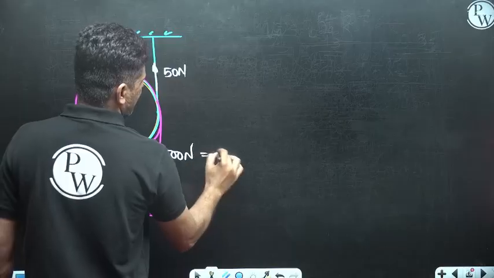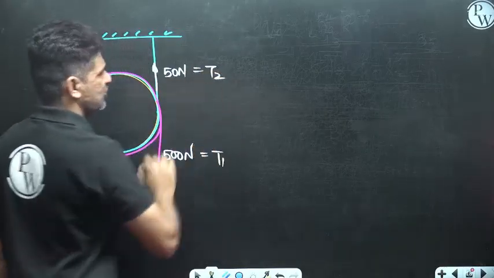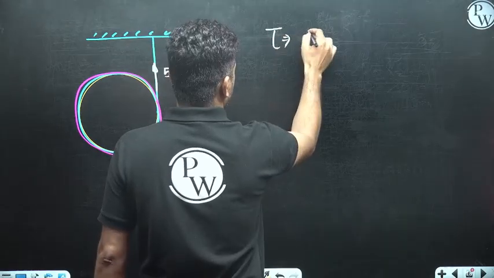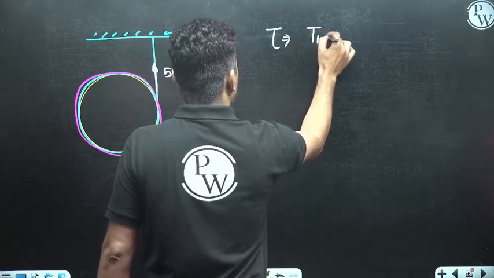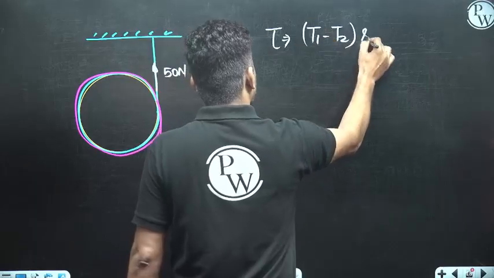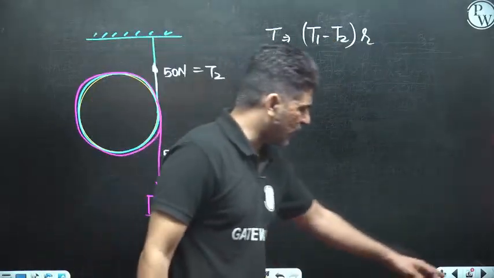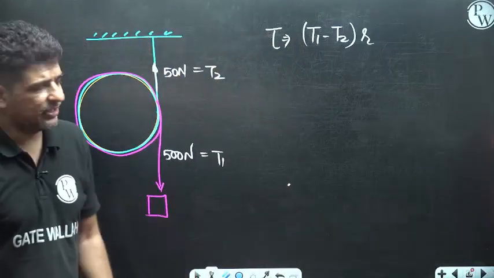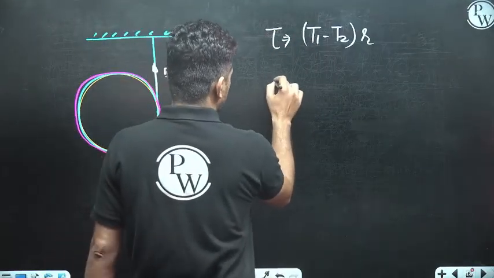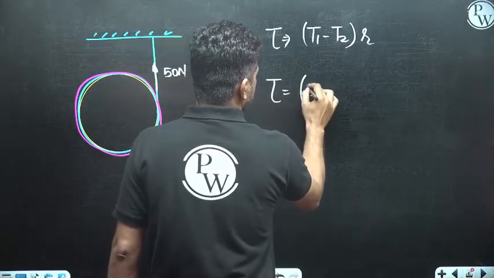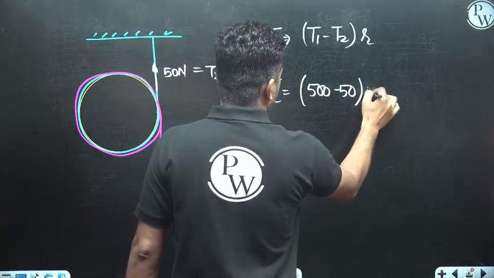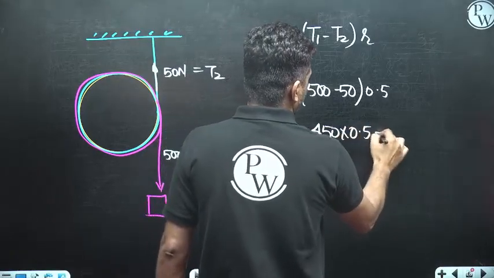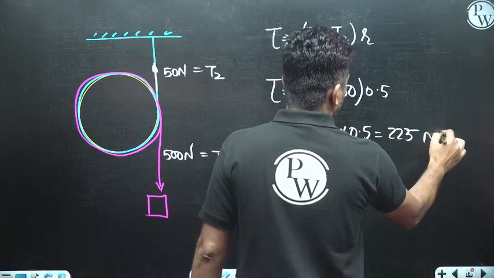Let's say you can assume this is T1 and this is T2. The torque on the generator will be equal to (T1 minus T2) multiplied by the radius. T1 and T2 are given, the radius is given as 0.5 meter, and the engine is rotating at 3000 RPM. So torque can be calculated as (500 minus 50) multiplied by 0.5, that is 450 multiplied by 0.5, which is 225 Newton meter.